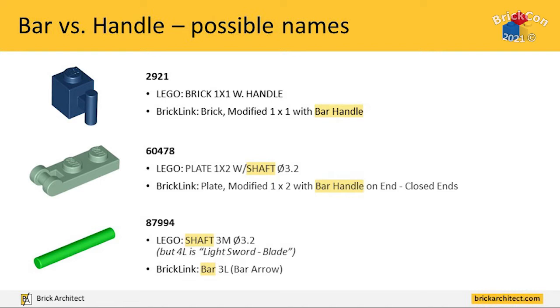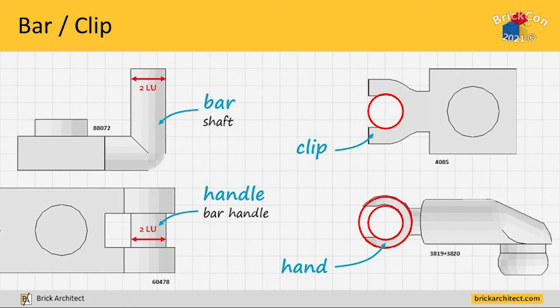So you've got this 2 unit diameter round thing that a clip can grab onto. If that has an open ending, like the one in the upper left side, it's usually called a bar or maybe a shaft. But if it's actually closed on both ends, we have a completely different name for it, which is a handle. It's like, great, let's make this difficult for people. Whereas on the other side, clip is pretty universal, and hand on a minifig is the terminology we tend to use for that.